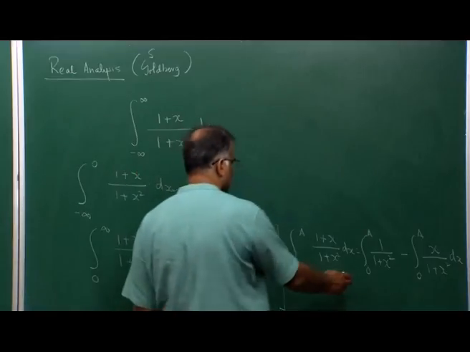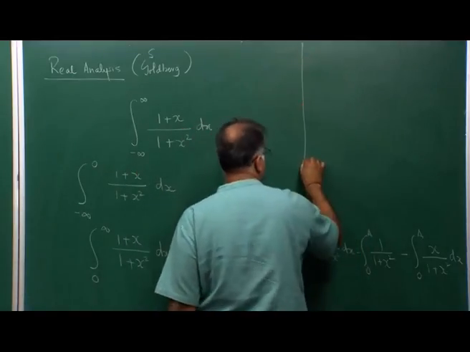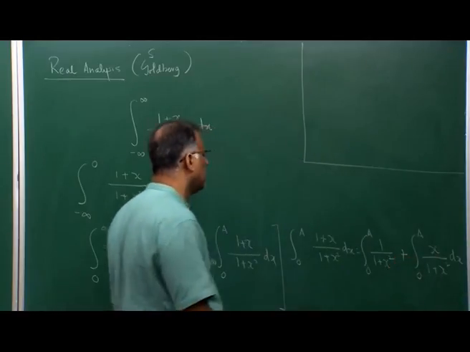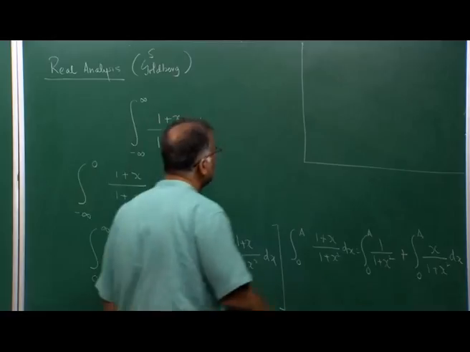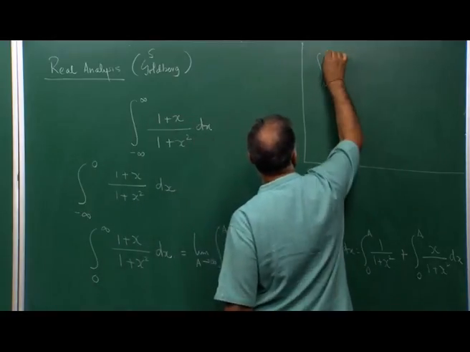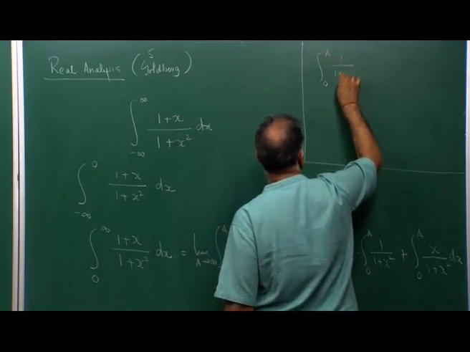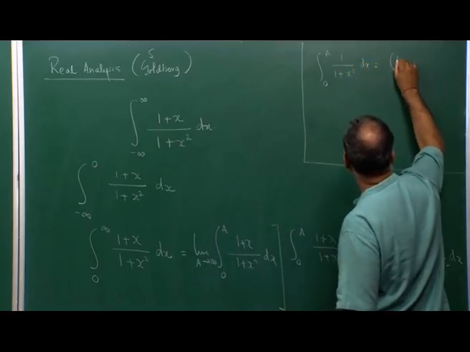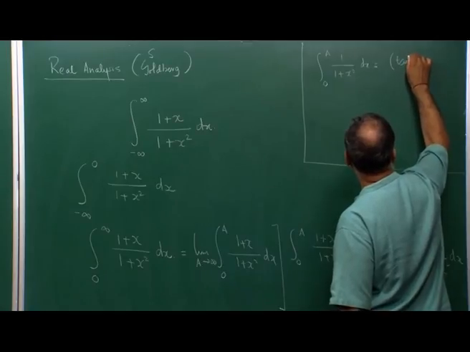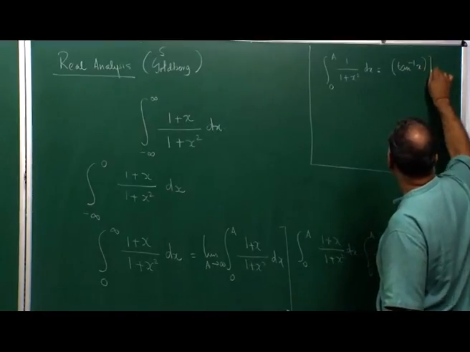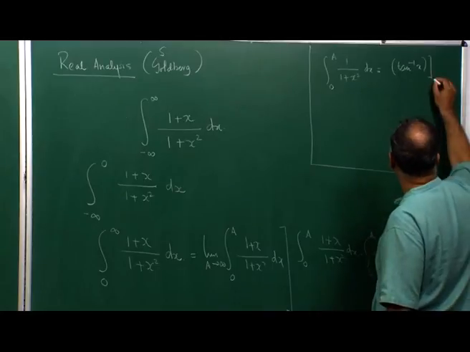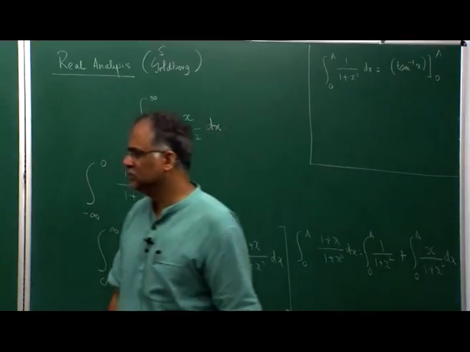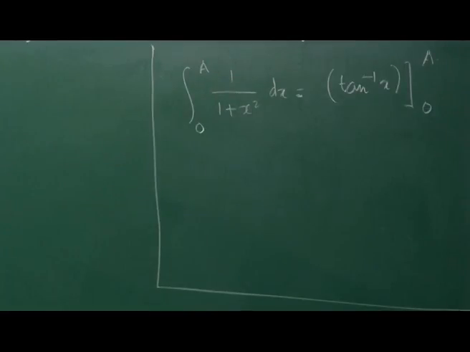So, what would this integral give me? The first one is the integral from 0 to a of 1 by 1 plus x square dx. This is an elementary thing to know, that this is nothing but tan inverse x, and that we are evaluating from 0 to a. So, it is tan inverse a.